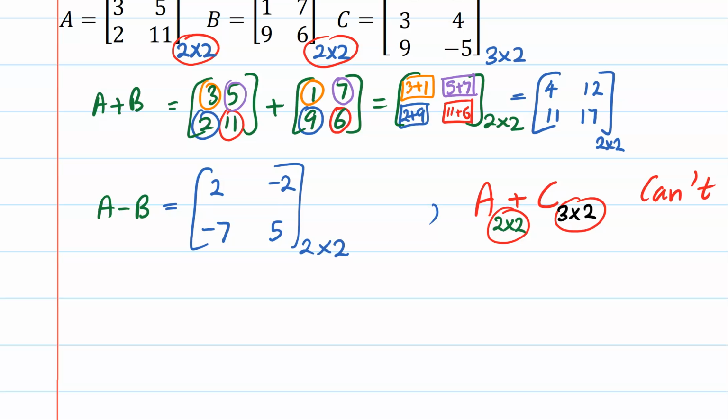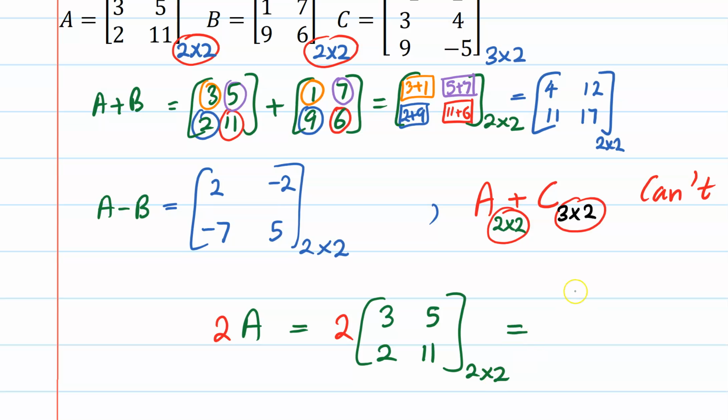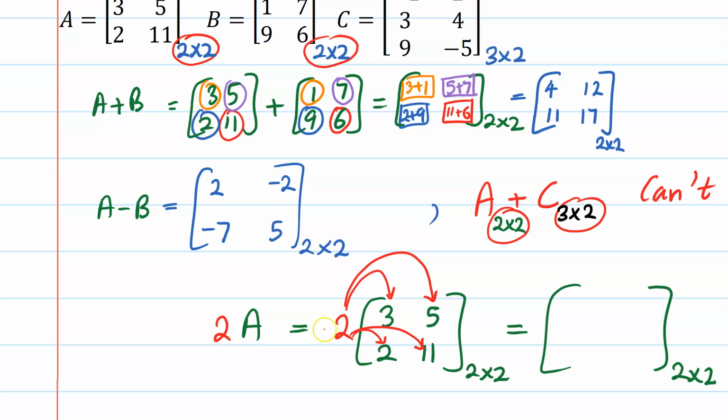neither of them. Let's have a look at scalar multiplication. Scalar multiplication is where you multiply a matrix by a scalar. Let's say I'm going to consider 2 times A. So I'm going to write down 2 times A. A is 3, 5, 2, 11. The order is 2 by 2. The resultant is, again, a 2 by 2 matrix. The order doesn't change. What happens is each individual element inside the matrix gets multiplied by the scalar outside.